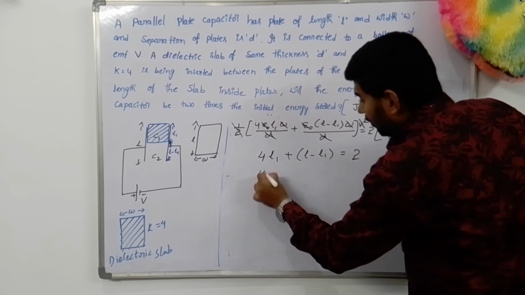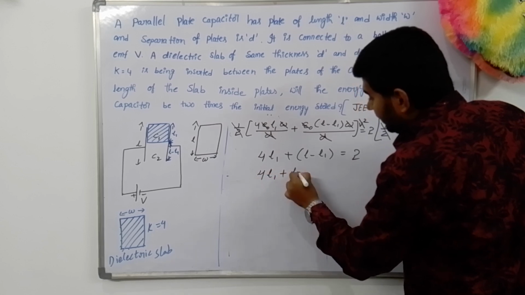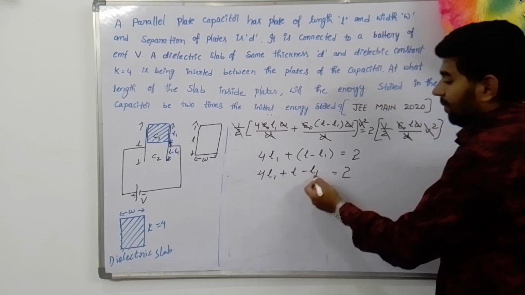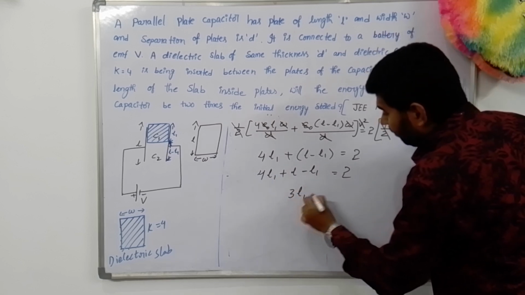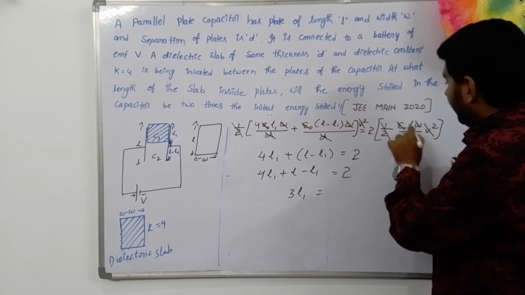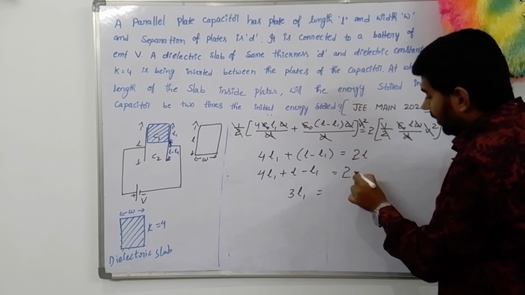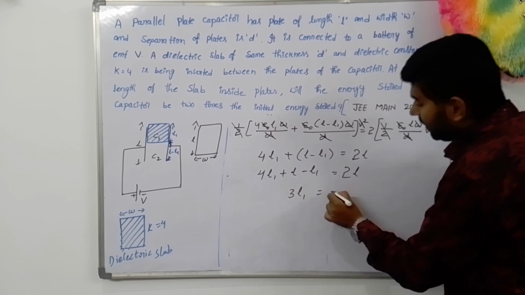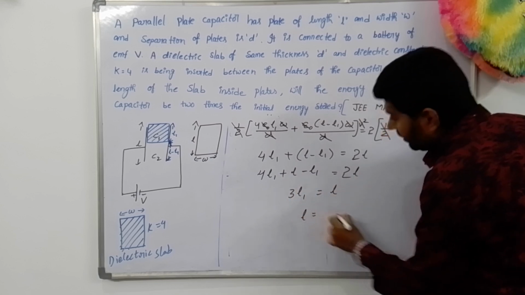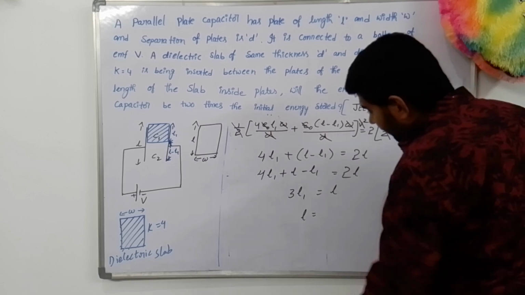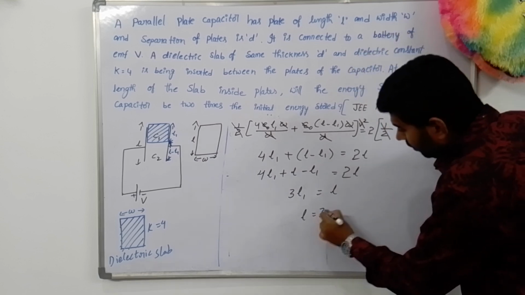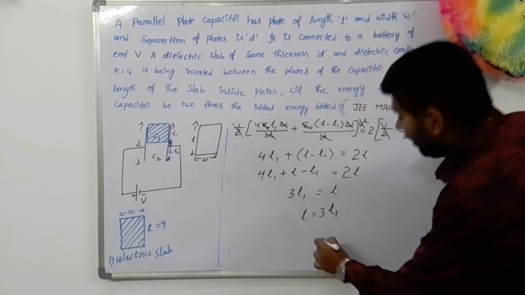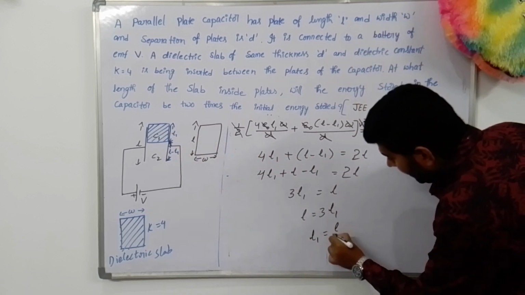How to write this one? 4L1 plus L minus L1 is equal to 2L. From this, 4L1 minus L1, I can write 3L1 is equal to 2L here, plus L transferred to this side, it will become minus L. From this, L is equal to 3L1, but we have to find out the L1 value. L1 is equal to L by 3.